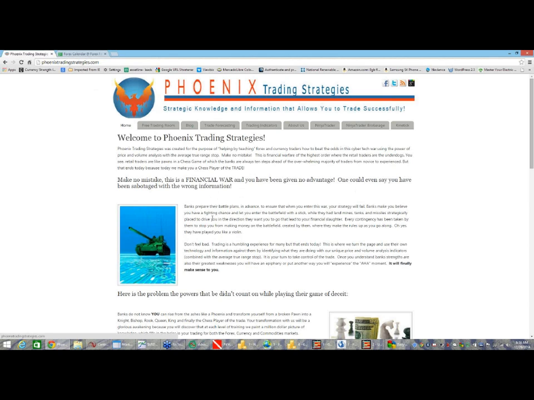Banks make you believe you have a fighting chance and let you enter the battlefield with a stick of information, because that's what you're going in with, a stick, while they have landmines, tanks, and missiles strategically placed to drive you in the direction they want you to go, that lead you to your financial slaughter. Every contingency has been taken by them to stop you from making money on this battlefield created by them, where they make the rules up as you go along.